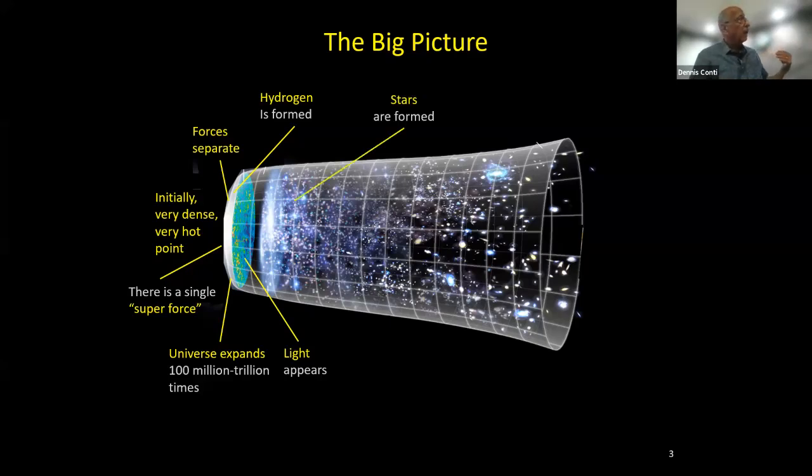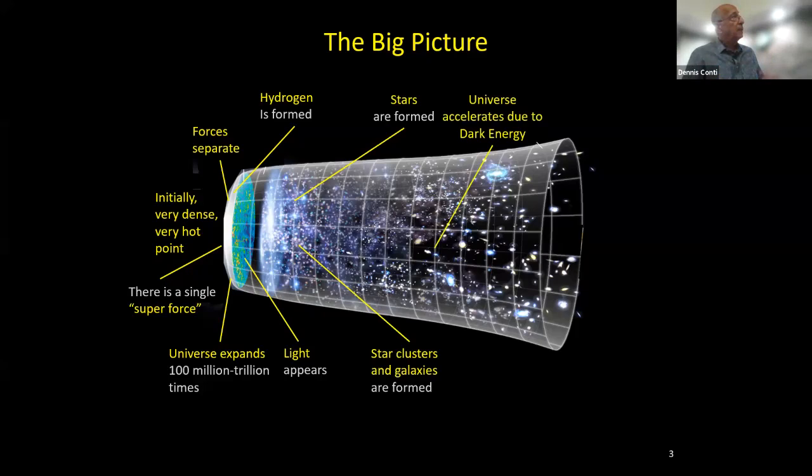Then things really started taking off. Stars were formed, star clusters were formed, galaxies were formed. And then something strange happened. All of a sudden, the universe started accelerating very quickly because of something called dark energy. We'll talk about that later. And finally, we're at the present. So this is just a very rough, big picture idea. I'm going to go into more detail, mostly actually at the very beginning, because that's sort of the most interesting part when things really sort of got going.